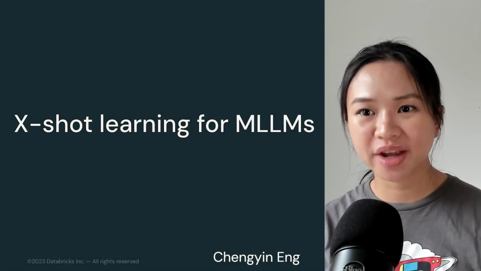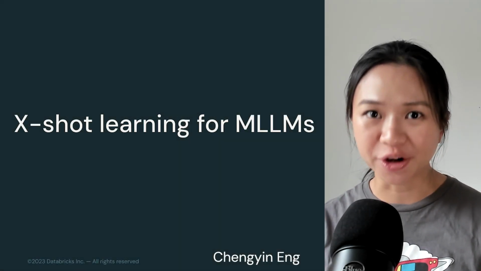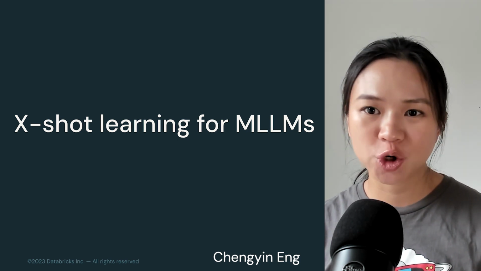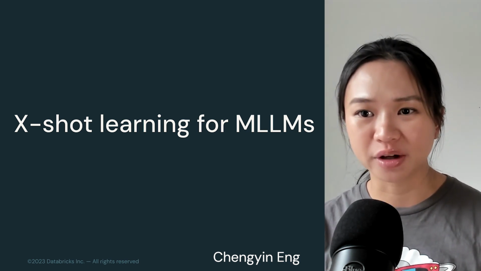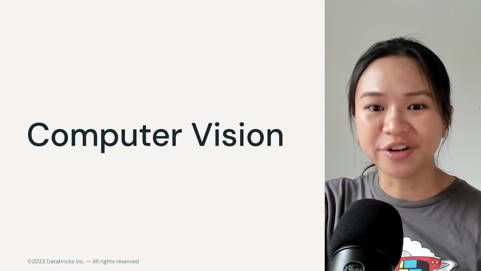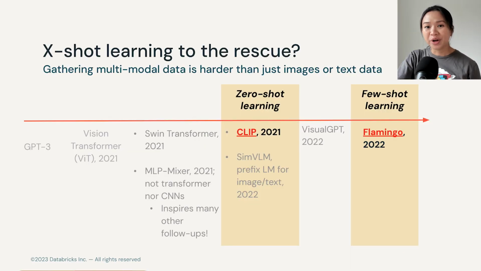Just like language use cases where few-shot learning has become increasingly popular and desirable, similar research on how to perform few-shot learning for multimodal language models is also rising on the horizon. We'll look at computer vision first. We know that gathering multimodal data is hard. In this case, using only a few labeled examples is extremely helpful.